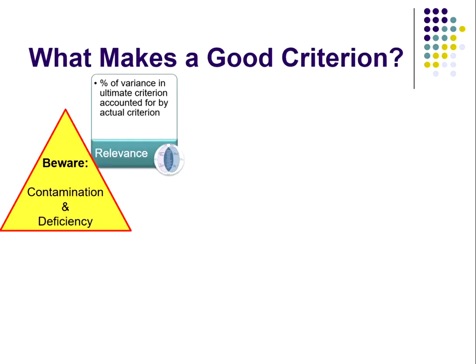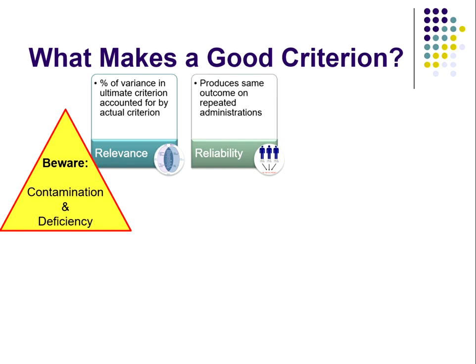All right, so relevance is one factor that makes a good criterion. Reliability is another one. This is whether the measure produces the same outcome on repeated administrations. So if I were to assess the same employee more than once, would they get the same basic kind of rating each time?